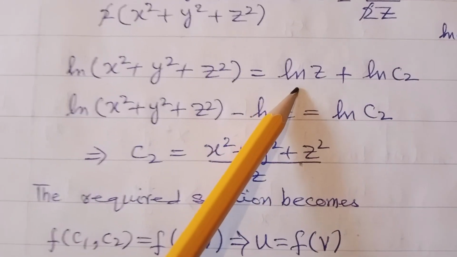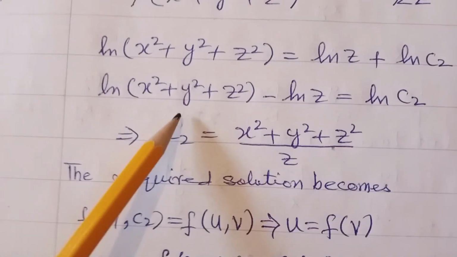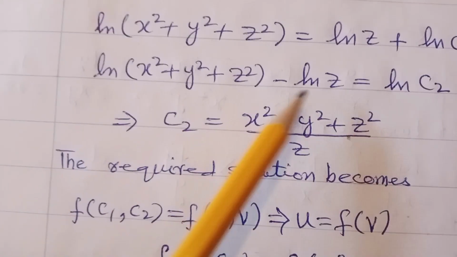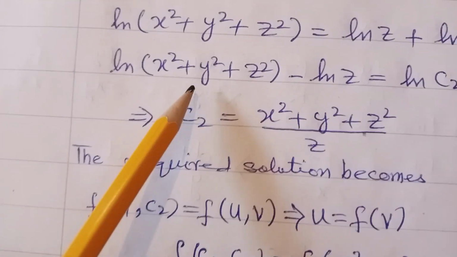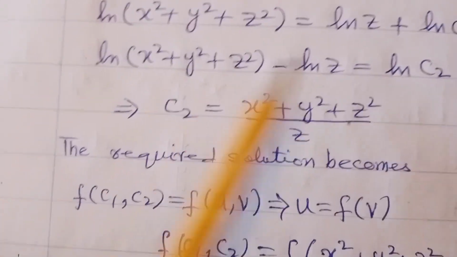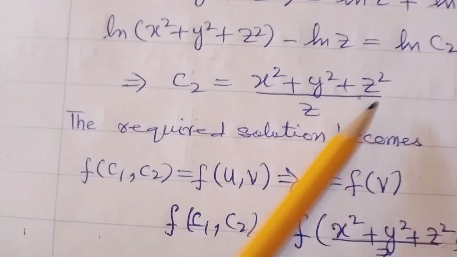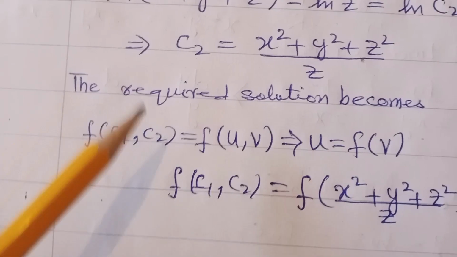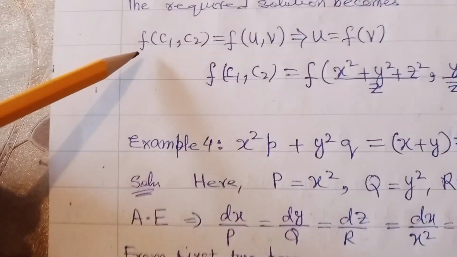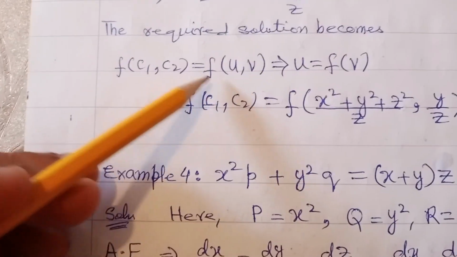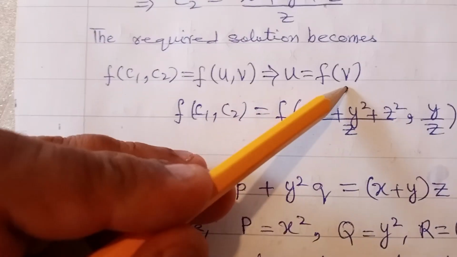Now we will shift to the left hand side according to the property of log. This will be a division. ln a minus ln b would be ln a upon b, so ln will be cancelled out. So c2 is equal to (x square plus y square plus z square) upon z. This is our required solution, which can be written as f of c1, c2, or f of u, v, or u is equal to f of v.